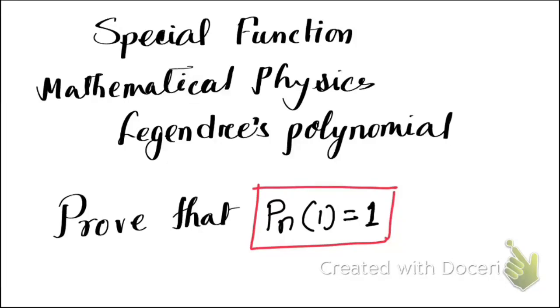Hello friends, I hope you have watched the video where I have grouped the Rodriguez formula. In that proof, I have used a very important result that Pn of 1 is equal to 1. In that video I considered that this result is known to you, and I also mentioned that I will prove this result in another video. So in this video today I'm going to prove this.